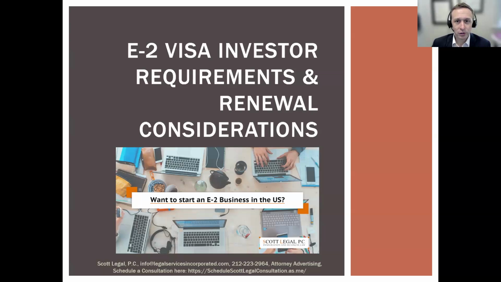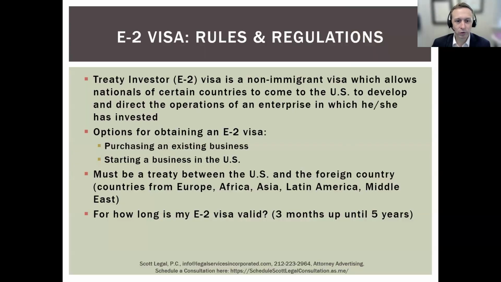So without further ado, I am going to go ahead and pass it off to Michaela to talk about E-2 visa rules and regulations. Thank you so much, Dustin, and good morning, everyone. Let's go over the definition of what the E-2 visa is and who can qualify for the E-2 visa. The E-2 visa is a non-immigrant visa that allows nationals of certain countries to come to the US and run the operations of a business in which they have invested a substantial amount of money.